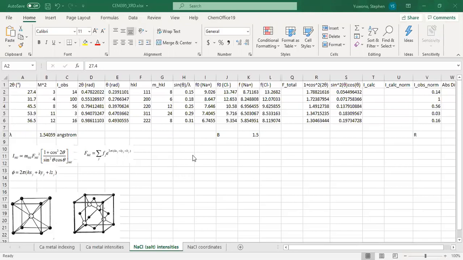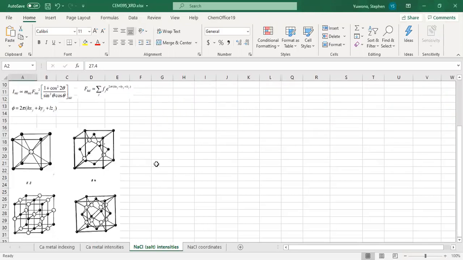So again, equations taken from the handout for convenience. And also there are several crystal structures here corresponding to the salts that we have. Again, just for convenience, taken from the course website.